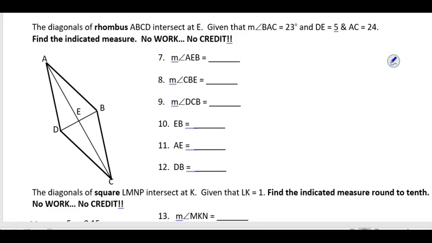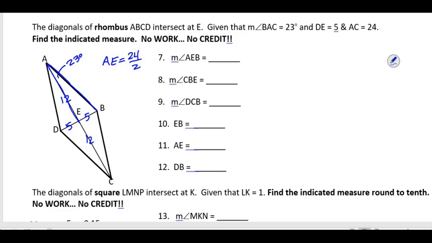So this time we got a rhombus, and we're given that BAC was 23 degrees. We're given that DE right here is 5, and we're given that AC is 24. So let's say if AC is 24, then AE is equal to 24 divided by 2. So that's going to give me 12 here and 12 here, and this would be 5 and 5 here, which means DB would be 10.